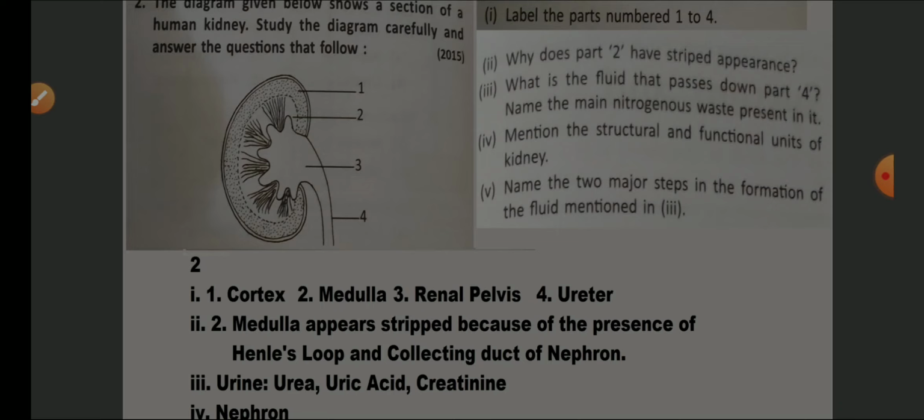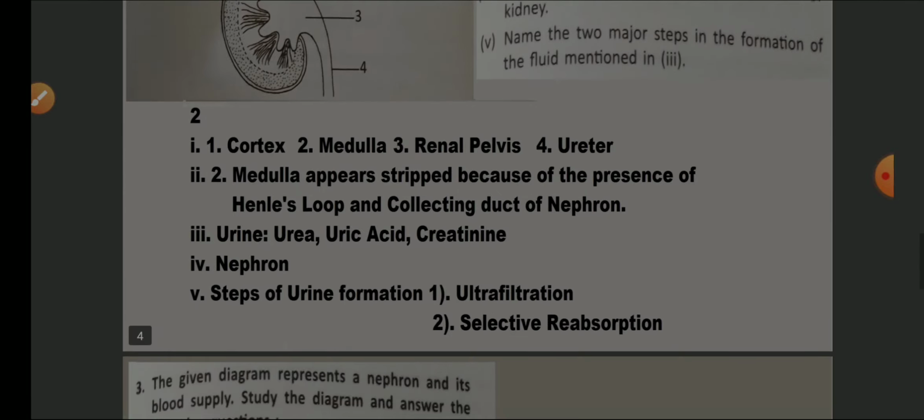So label the parts: 1 is the outer part, that is the cortex, 2 is the medulla, 3 is the renal pelvis, and 4 is the ureter. Why does part 2 appear striped? Because of the presence of Henle's loop and collecting duct of the nephron in the medulla. The fluid that is passing is urine, and the nitrogenous waste materials present in it are urea, uric acid, and creatinine. The structural and functional unit of the kidney is the nephron. The 2 major steps in the formation of urine are ultrafiltration and selective reabsorption.